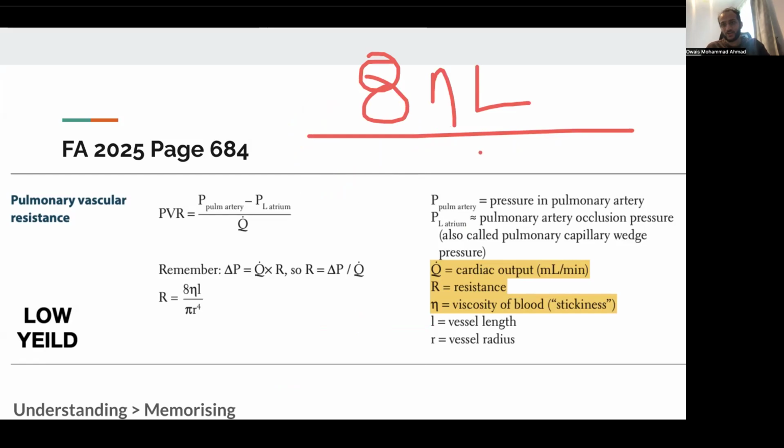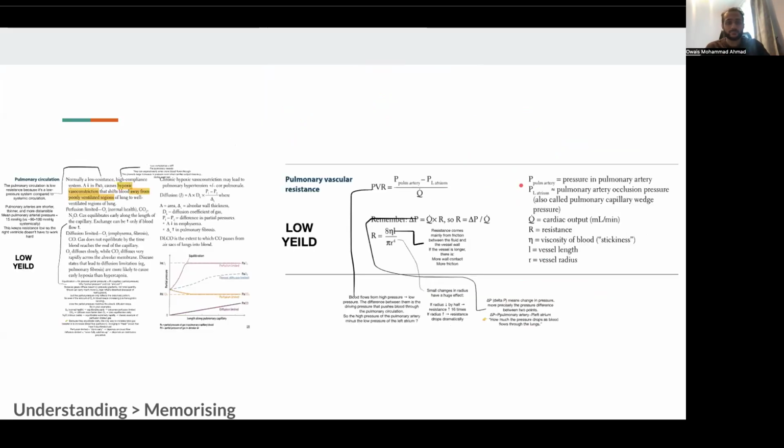And these are going to be any factors that would decrease resistance. It would be your radius, so radius to the power of 4. Now, why radius to the power of 4? Because radius is such an important factor with the resistance. Imagine you have a small vessel, your resistance is going to skyrocket. If you have a big vessel, your resistance will be very low. So this is a really important factor, and that's why it's inversely related and to the power of 4, because that's how important a factor it is.